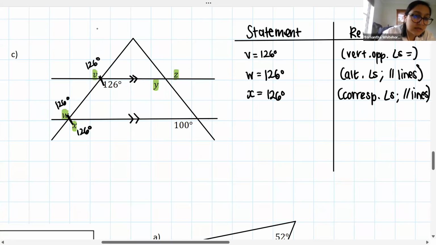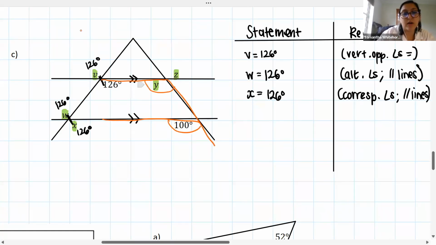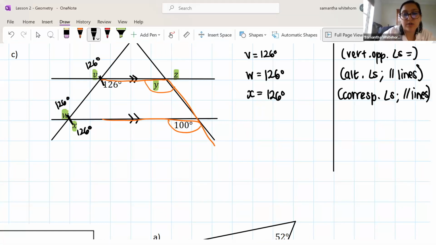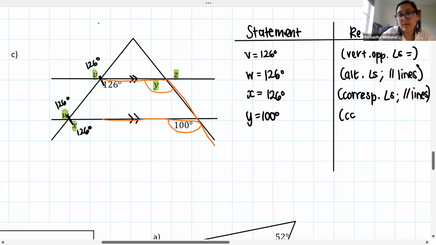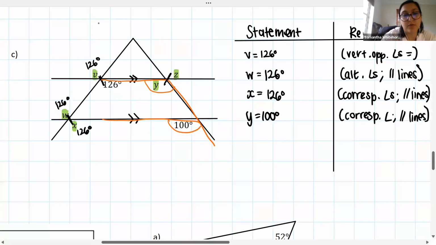Okay, so this is 126, W, X, Y. If I have a look at where Y is, I can see that Y corresponds to 100. And so Y is equal to 100 degrees because of corresponding angles. Again, state parallel lines. So that's Y. When it comes to Z, I'm just making sure that I haven't missed anything. The only reason we can use here for Z is vertically opposite angles. It's equal to Y. So Z is equal to 100 degrees, and this is all because of vert op angles.